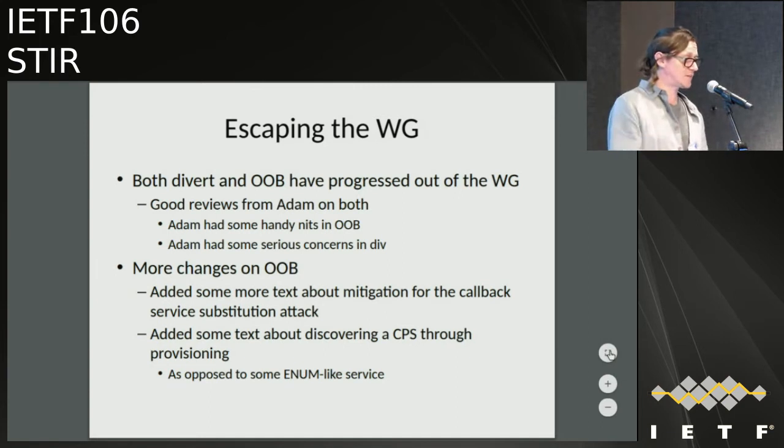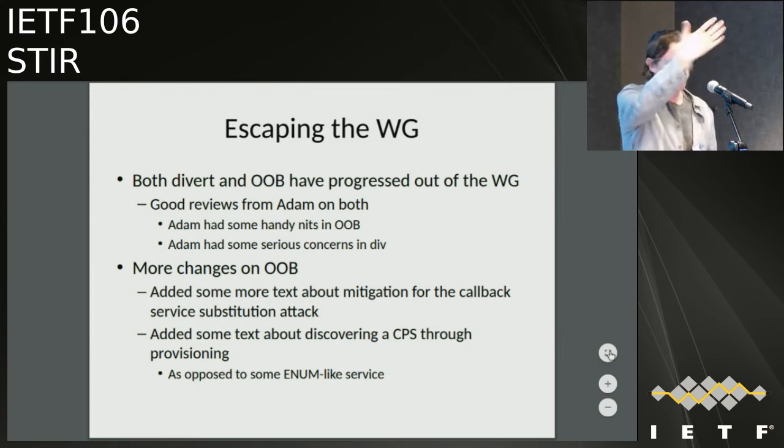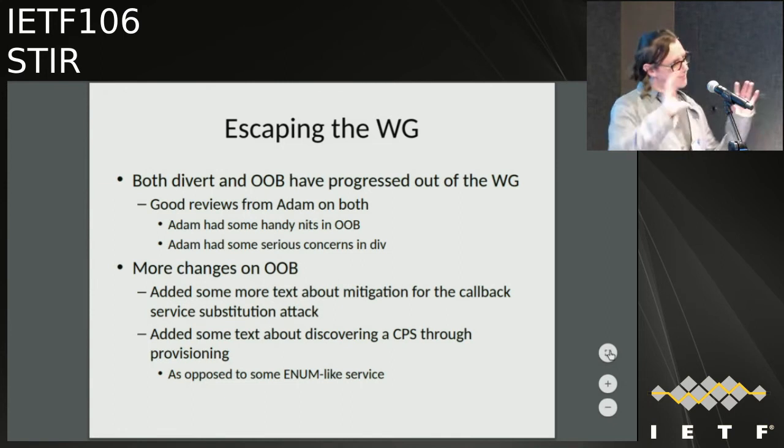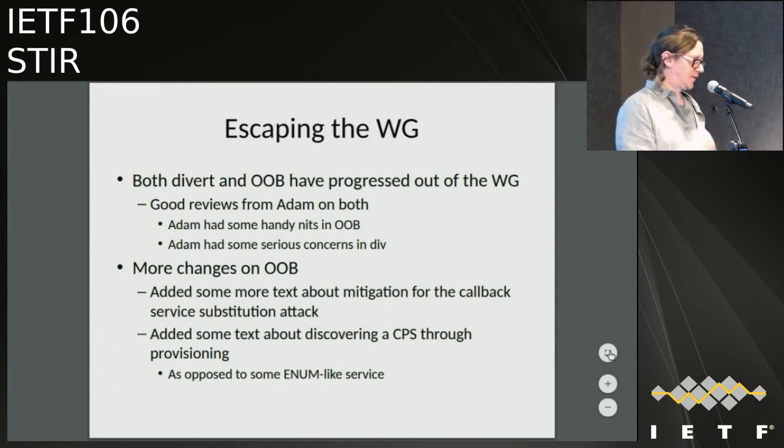We also added some text about discovering a CPS through provisioning, as opposed to having some kind of service discovery function, because a lot of the toy implementations of OOB that are out there today are happening in more closed, enterprise-ish environments. As a consequence, you really can just provision, well, this is my CPS. You don't need to figure out who the CPS is for a caller that you have no pre-association with. You're doing this in a much more constrained environment. So those have been added in addition to the nits that Adam pointed out that I very much appreciate.